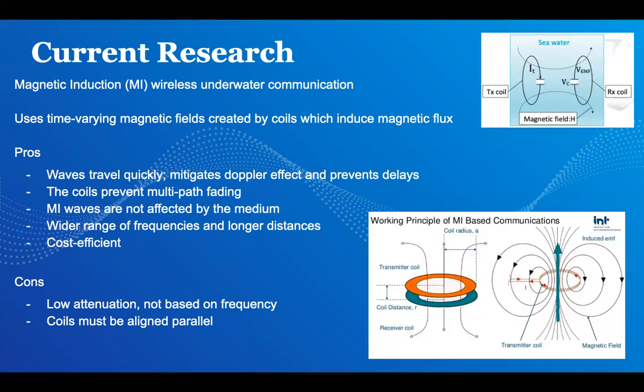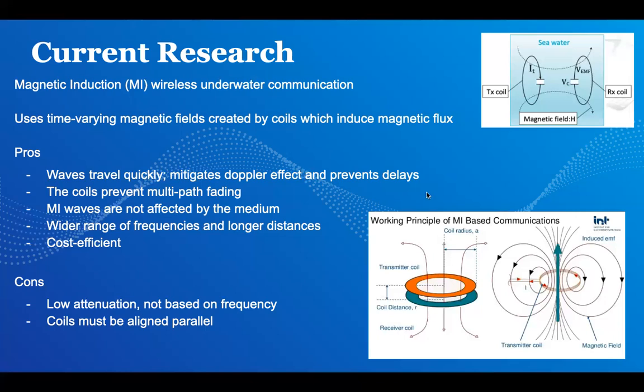The MI waves are not affected by the medium as much as the previous methodologies, right? So there won't be as much of a dependence on the environment or the water environment, and this sort of communication allows us to have a wider range of frequencies, right? So we can hear higher highs and lower lows, and we can hear over longer distances. And these coils are actually very cost efficient. Some of the coils that we use in our experiment can even be bought for under $1.